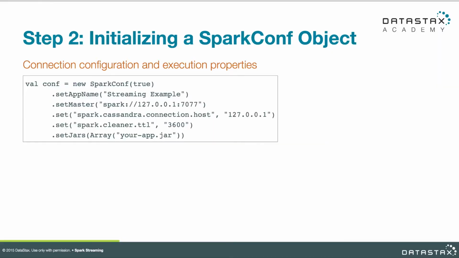Finally, setting the name of the jar or jars at the bottom there. Your app.jar would be the name of the jar that the build for this particular standalone program would create with the code that we're walking through here. Spark needs to know the name of that jar so it can distribute that code around the cluster.